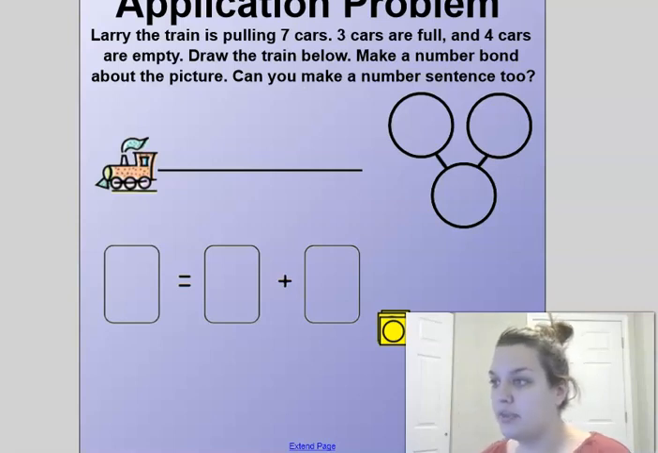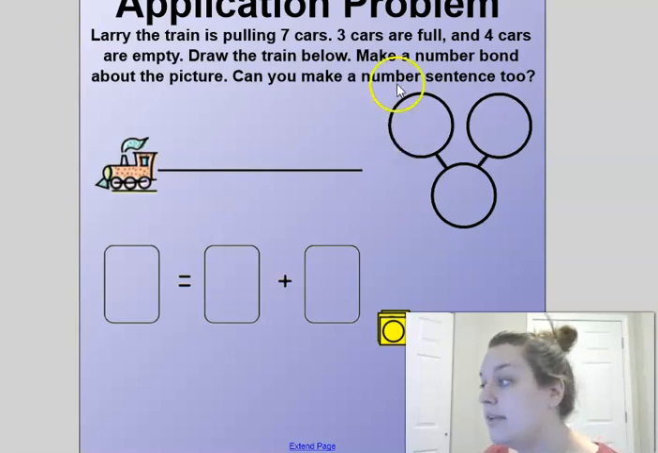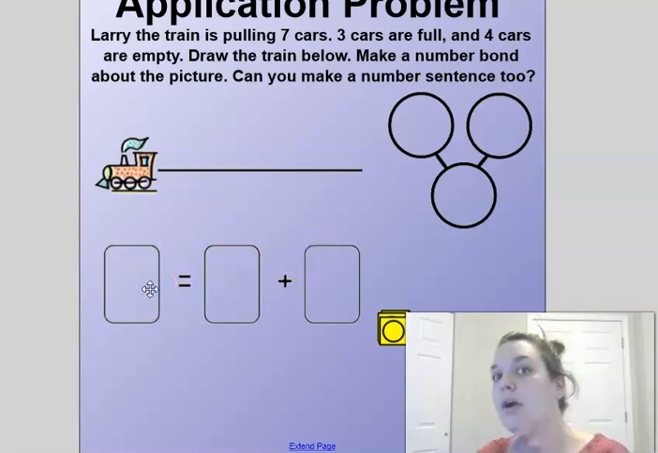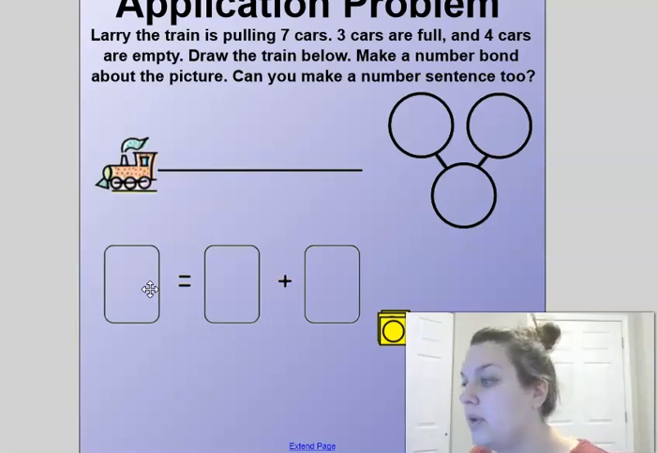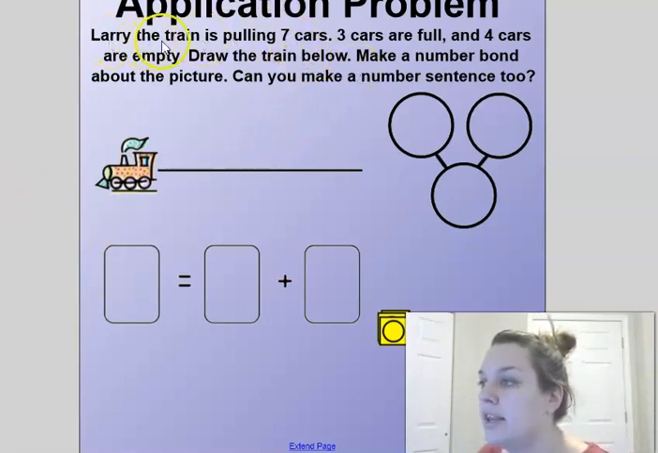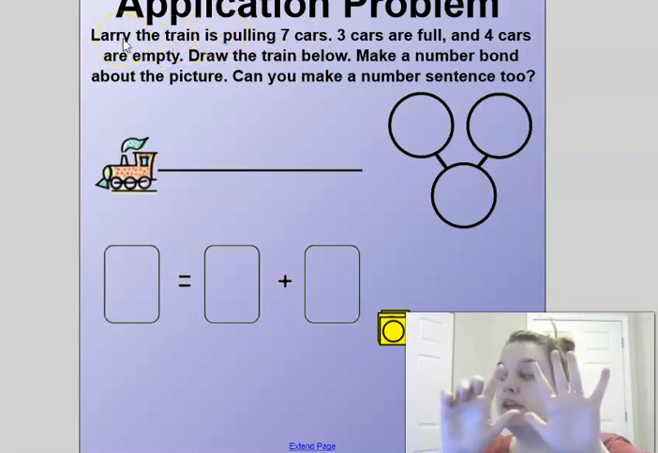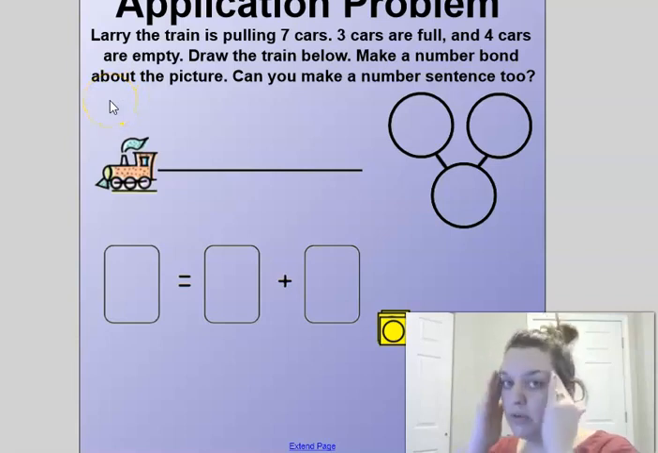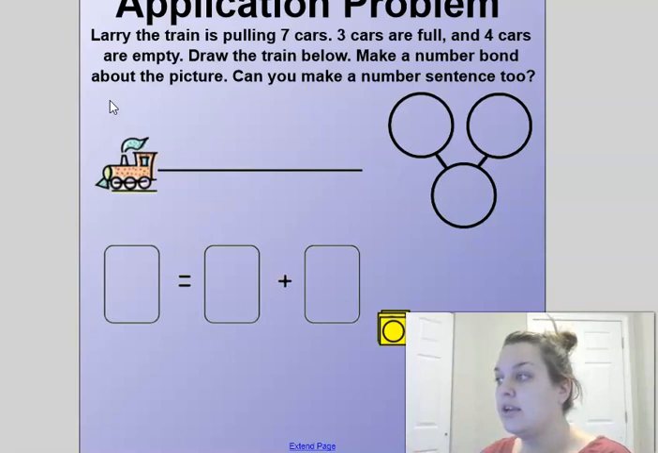All right. So we have a little story we're going to start with. And we have up here a number bond and our number sentence. So we need to keep in mind that our whole equals our part plus our part. Larry the train is pulling 7 cars. 3 cars are full and 4 cars are empty. Now for this one, I just want you to watch the screen to see what I do. The next one I'm going to have you help me with.